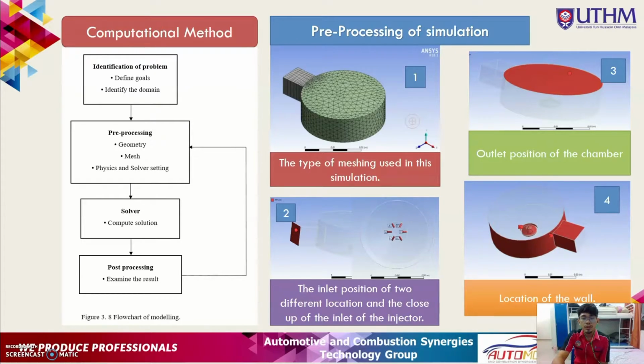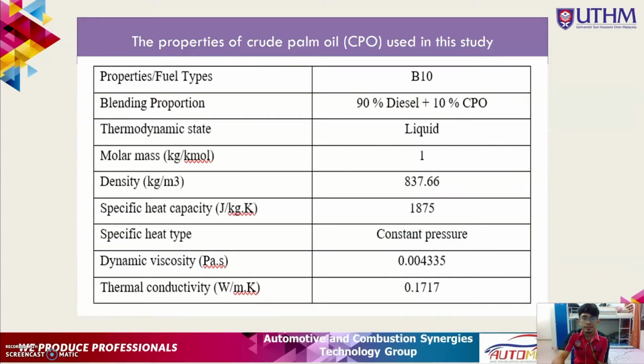The second picture shows us the inlet of the swirler and inlet of the injector. The third picture shows us the outlet of the combustion chamber. The fourth picture shows us the wall of the swirler, combustion chamber and injector.